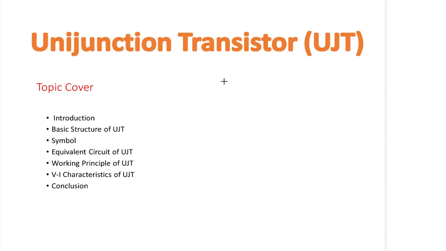In this lecture, we will discuss the UJT. UJT stands for Unijunction Transistor. In this lecture, we will cover the basics of the UJT: what is the UJT, then the basic structure of the UJT, then the symbol, and after that we will discuss the equivalent circuit of the UJT and working principle. After that we will discuss IV characteristics of UJT and the overall conclusion of this lecture.